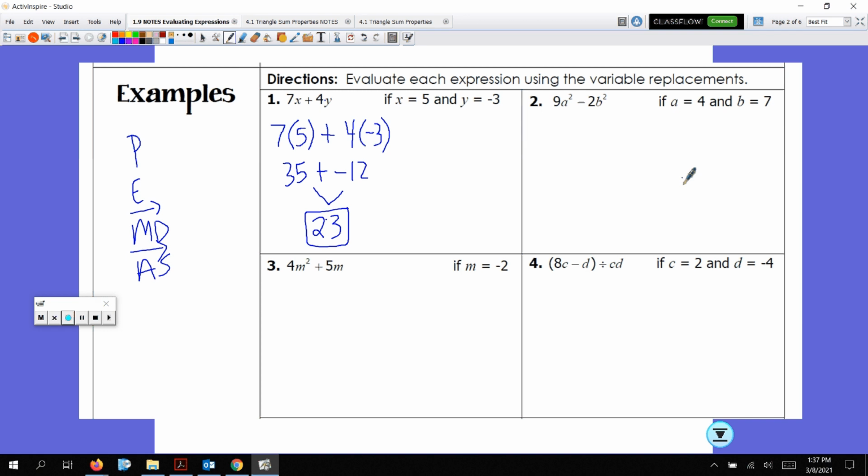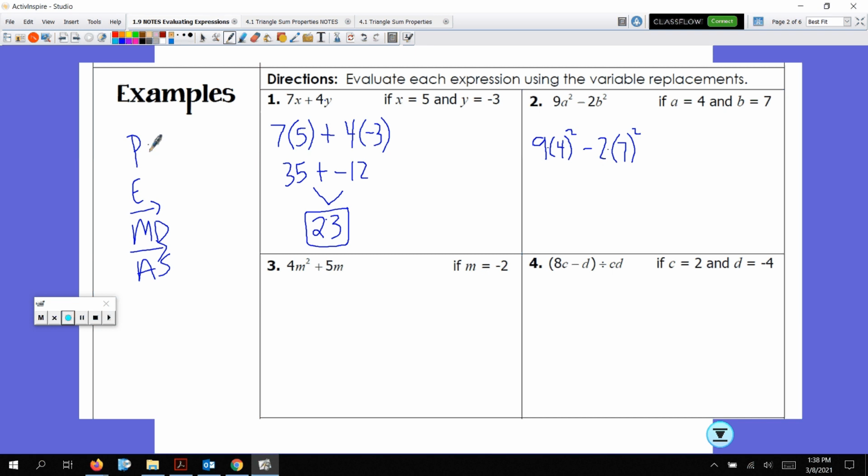So let's put together what we have, right? Because it says a is equal to 4. So we're going to replace this a with a 4. We're not going to forget the exponent. Be careful about that. Minus 2. Now let's replace b with 7. And let's not forget the exponent. All right, so now I have 9 times, right? Remember, this is multiplication here. 4 squared minus 2 times 7 squared.